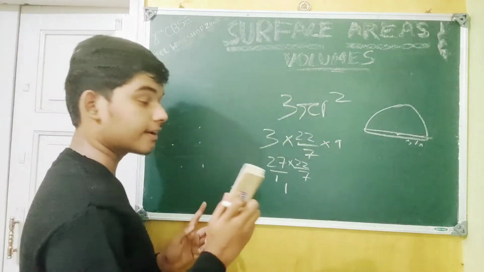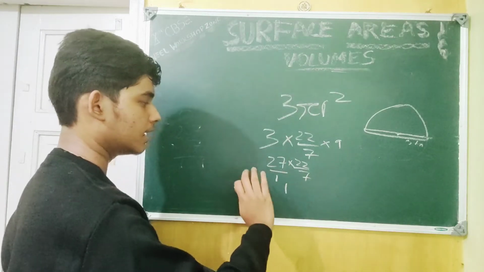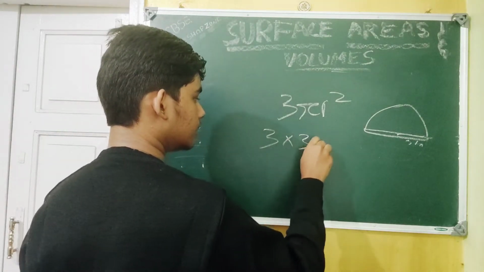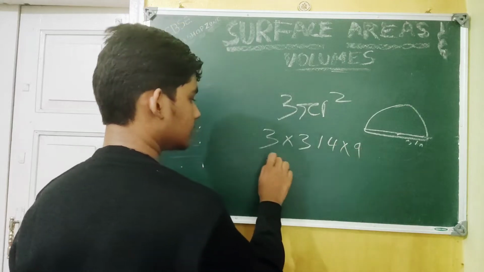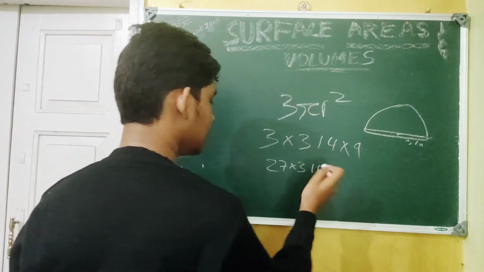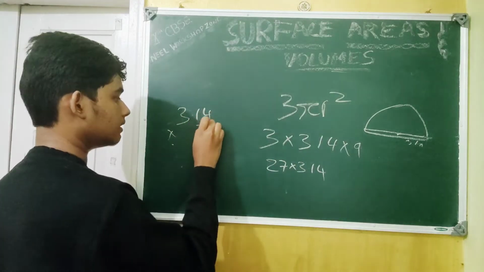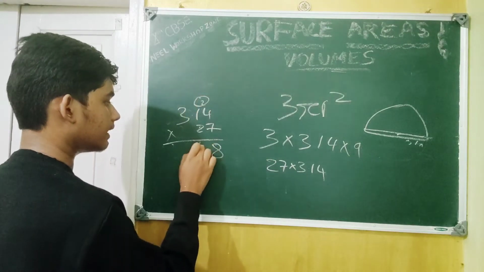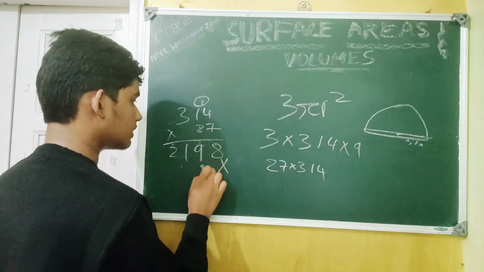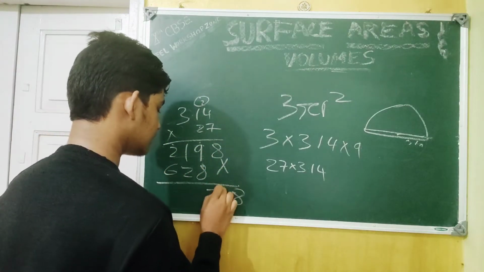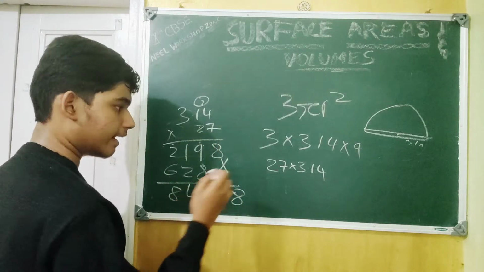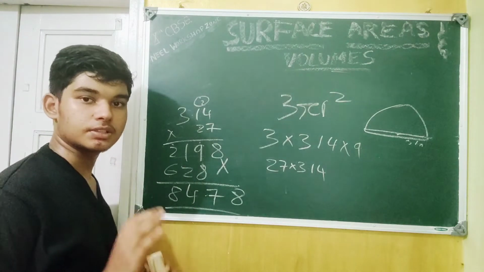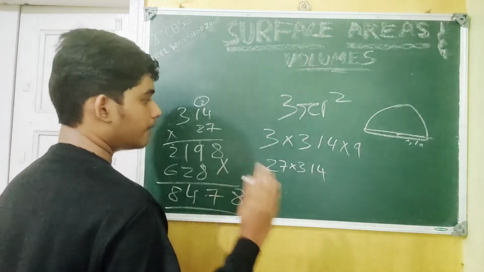Another way to do this is basic multiplication, but to make it easier, you can directly use 3.14. So 3.14 into 9 is 27, and 27 into 3.14. Multiplying it out, and by plugging in the decimals, the answer is 84.78 centimeters square. So this is the total surface area of a hemisphere.